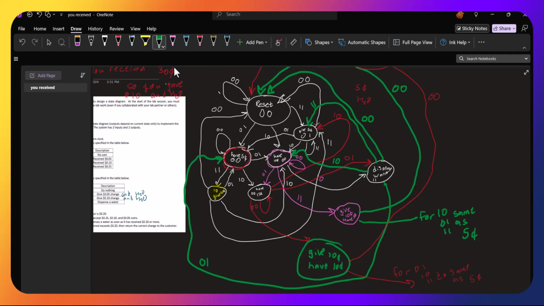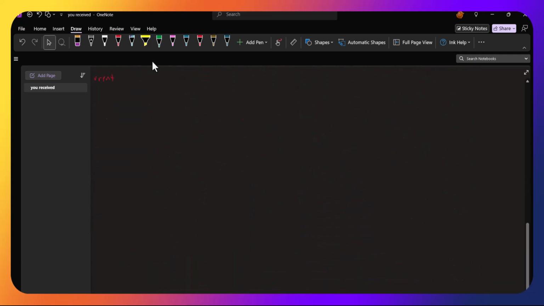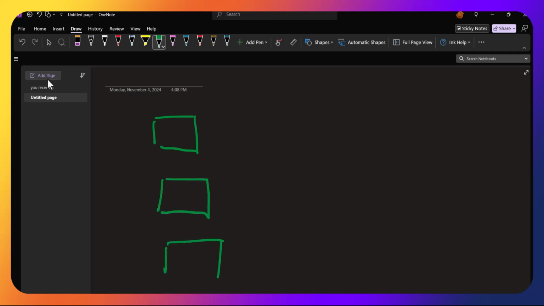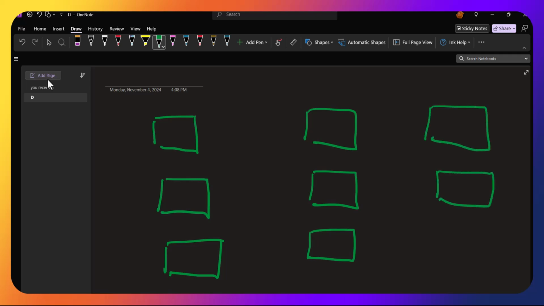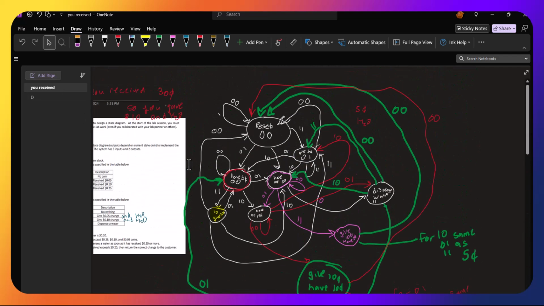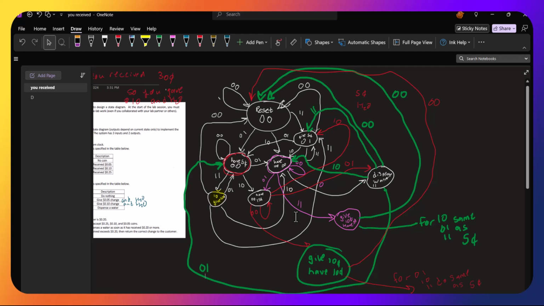We can make this look neater. Let's see. Now that we know what it looks like. I can work it. Yeah. On the give 10 cents, have 10 cents state, which one is the one that's going to it? That would be that.